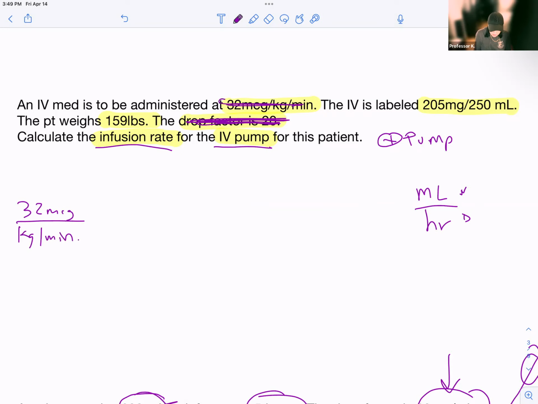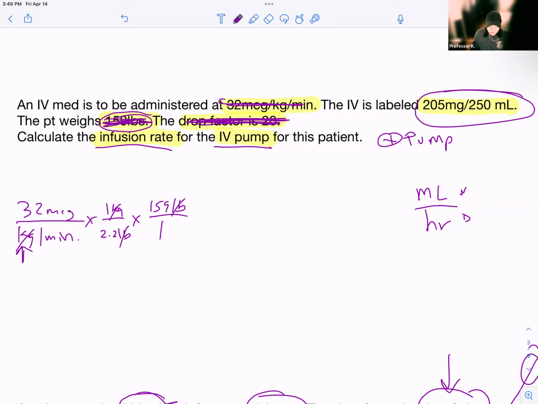Done. So what do I want to get rid of first? It doesn't matter. I can do weight this time. Let's get rid of kilogram. How do I get rid of kilogram? I use the patient's weight, but his is in pounds. So I use a conversion. 1 kilogram is 2.2 pounds. Gets rid of kilogram. Now I can get rid of pounds. 159 pounds over 1 gets rid of pounds. Crossing it off.